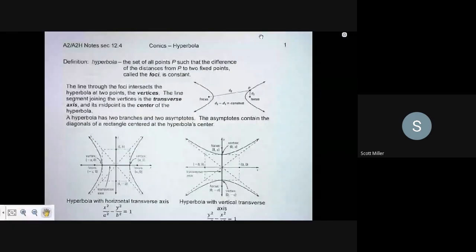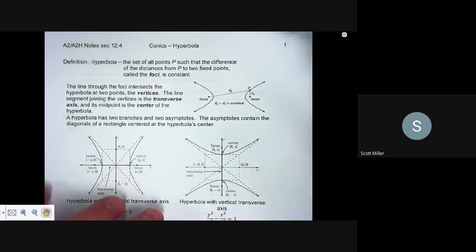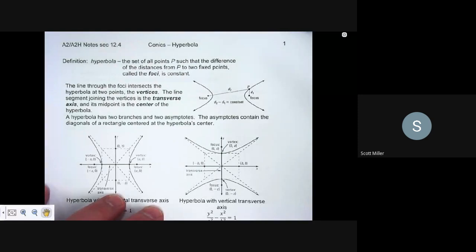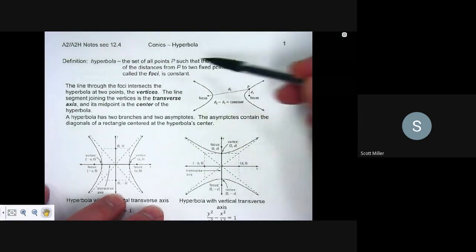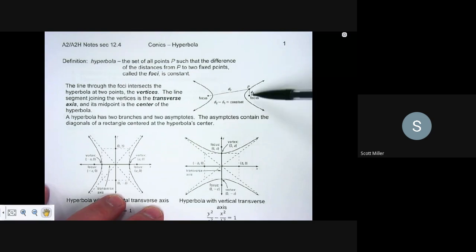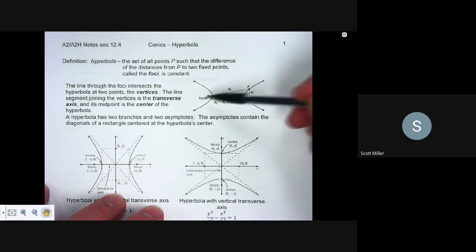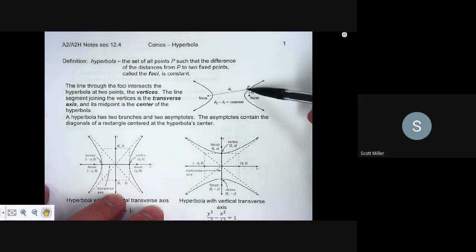Right, so today we're going to look at section 12.4, the hyperbola. Okay, what is a hyperbola? Well, it is a set of all the points such that the difference of the distances from P to two fixed points called the foci is constant. So this time the distance D2 minus D1 is a constant for every single point on the hyperbola.